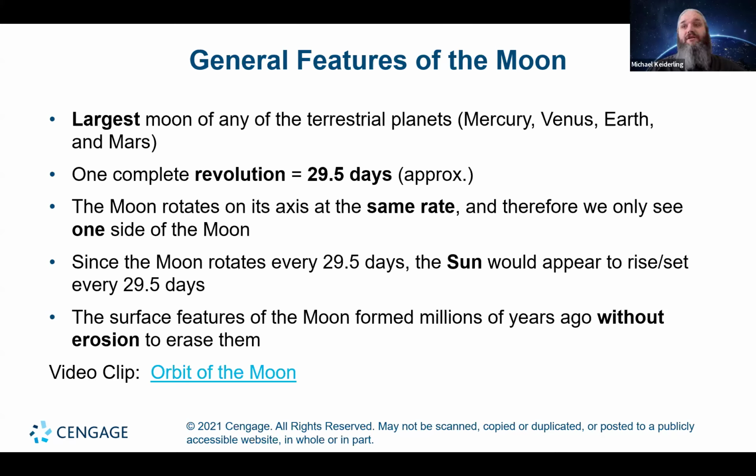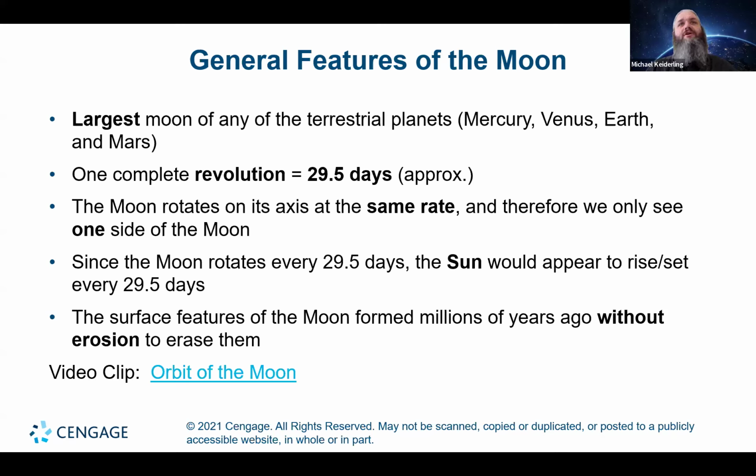One complete revolution takes around 29 and a half days, and it rotates on its axis at approximately the same rate. Therefore, we only see one side of the moon. So basically, the moon is rotating at the same rate that it is revolving around the Earth, so the same side of the moon is always facing us. If you were on the moon, because the moon rotates every 29 and a half days, the sun would appear to rise and set every 29 and a half days.